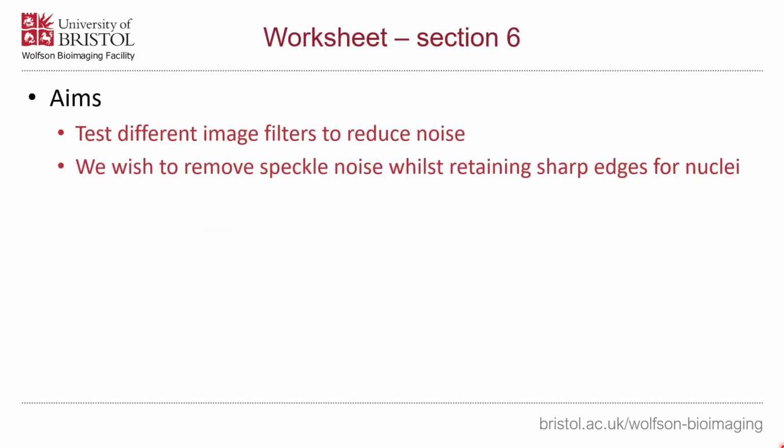So now we can move on to section 6 of the worksheet. All we're doing here is taking that optimized image that we got to in section 4, where we've got the nuclei in 2D against a relatively low intensity background. We're just going to duplicate that image and apply a few different filters to see which of these gives us a nice sharp nuclear edge with a reduction in noise.